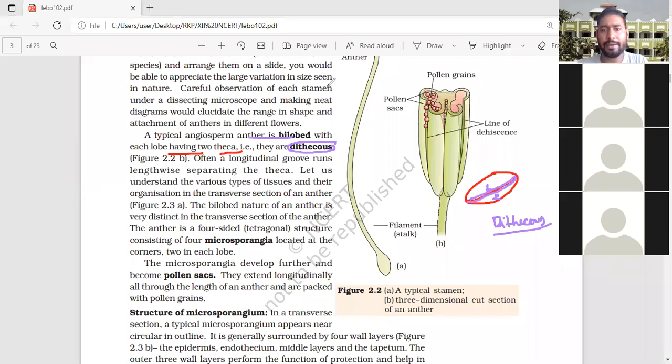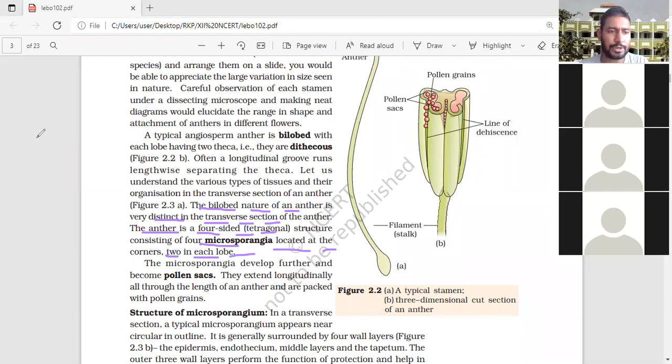Let us understand the various types of tissue and their organization in the transverse section of the anther. The bilobed nature of the anther is very distinct in the transverse section. The anther is a four-sided, tetragonal structure consisting of four microsporangia located at the corners, two in each lobe. Now I'm drawing the structure. Just look at it. Suppose it forms in this way. They have four theca, that is, one, two, three, four.